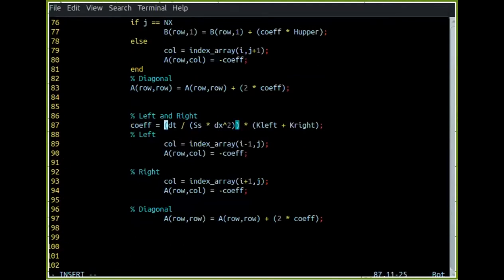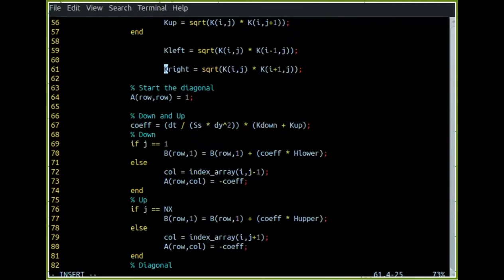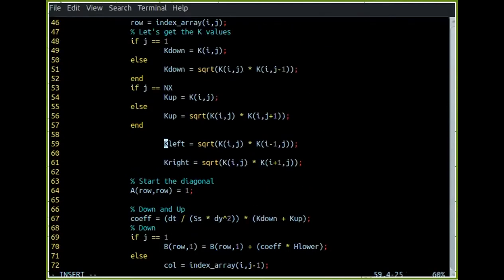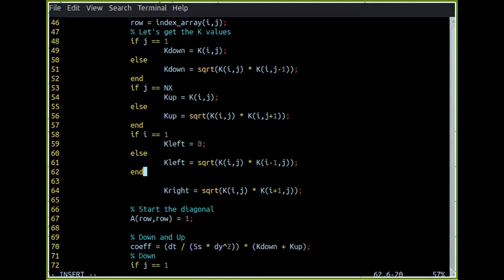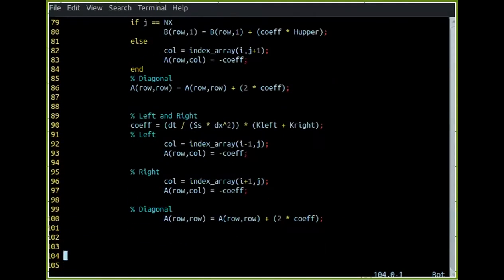Okay. So the first thing we want to do here is deal with our K value. So K left. If we're on the left side, that means I is equal to 1. If we're on the left, our K left is 0. Okay, so we first change that. So if I is equal to 1, that means we're on the left side, our K left is 0, because we're on our no-flow boundary condition. Okay, that'll come in handy down here when we calculate out our coefficient.